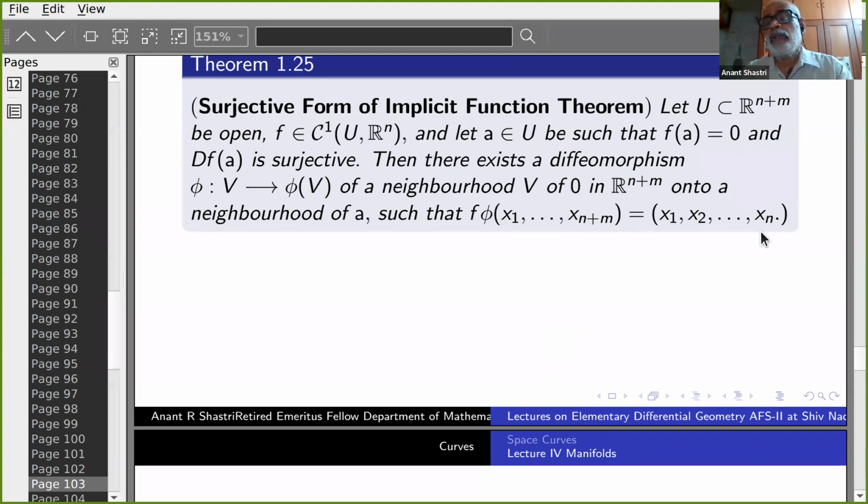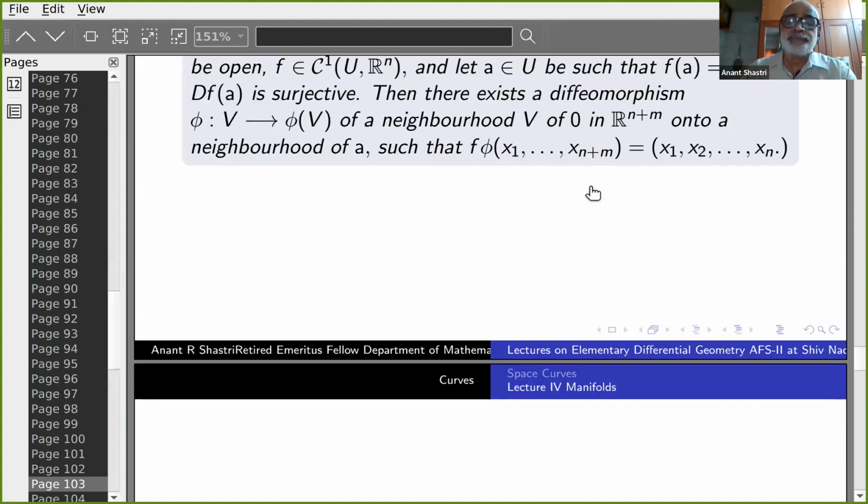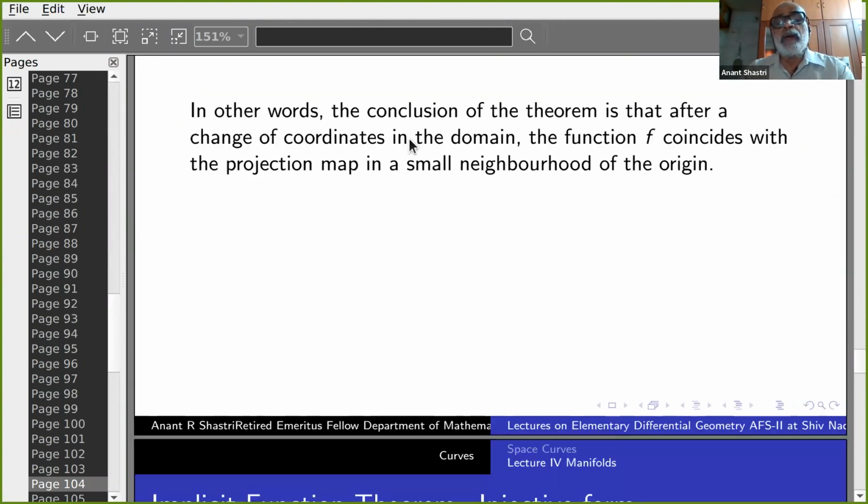Okay, so you change the coordinates here. The new coordinates x1, x2, ..., and phi of that were y1, y2, ..., yn, the old coordinates. So in other words, the conclusion of the theorem is that after a change of coordinates in the domain, we are not touching the codomain at all, the function f coincides with the projection map in a small neighborhood of the origin.